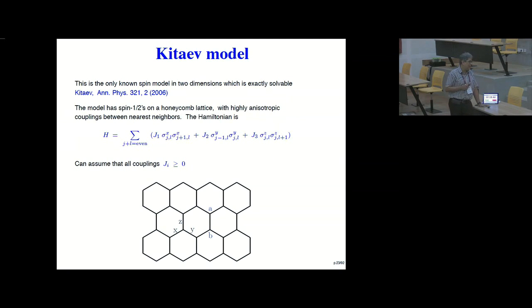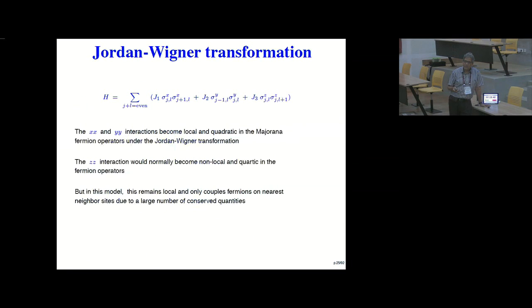However, something fantastic happens in the Kitaev model. So normally the Z-Z interaction would be non-local and quartic in the fermion operators, but in this model it remains local and only couples fermions on nearest neighbor sites, because this model has a huge number of conserved quantities. Okay, so where does that come from?